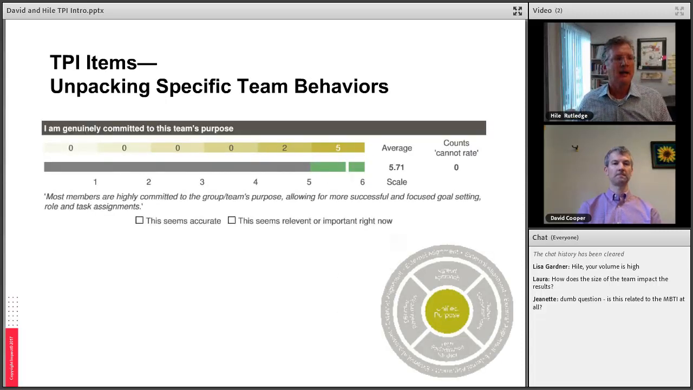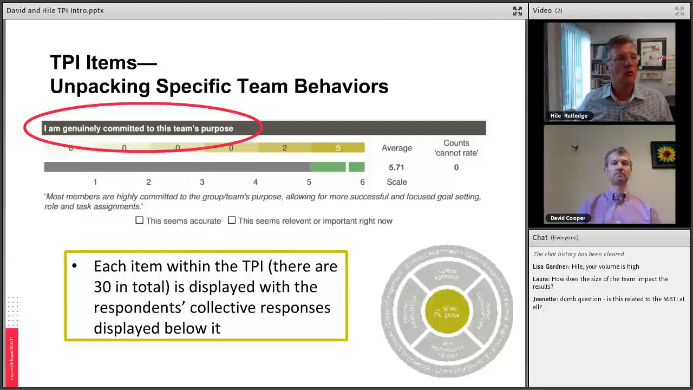That's a good one. What's so useful about this isn't the macro domain. This actually lets you get into each domain, and each domain has 5 very specific entry points. This is how we've captured this and presented it to you. Within the tool, each domain has 5 responses, so there are 30 of these responses in all. This particular one is for unified purpose. I'm genuinely committed to this team's purpose. That was the response.